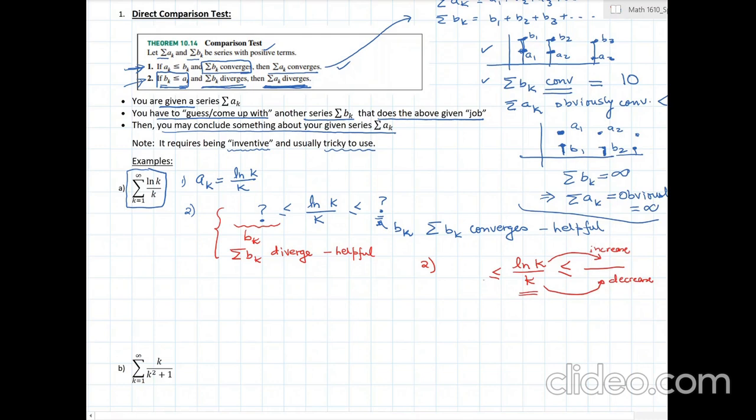If you want to find something smaller, then you would decrease the numerator, or you would increase the denominator, because if you increase the denominator, you're dividing by a larger amount and your fraction would become smaller. So this is something to keep in mind. So let's see.